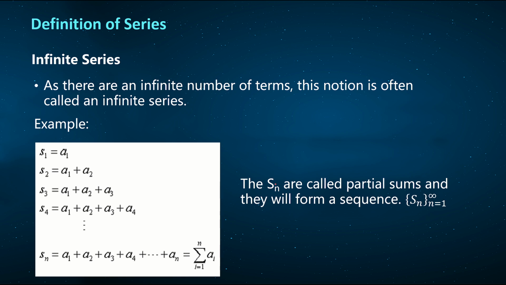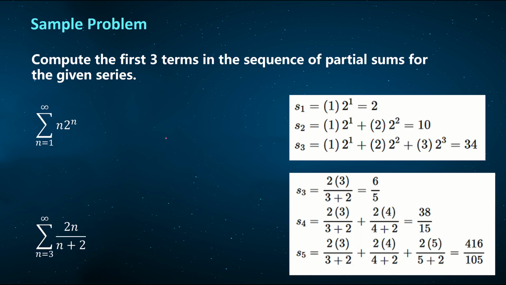By the way, we have this s sub n, and that s sub n is called the partial sum of our sequence, or partial sums of our series rather. So I have an example here, so let's try to get the first three terms in the sequence of partial sums.